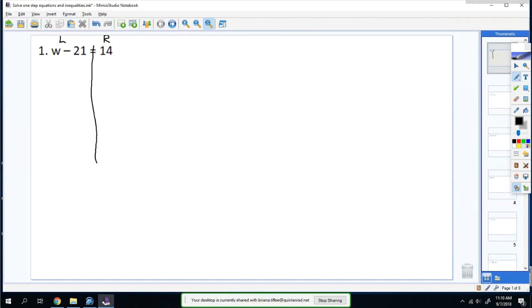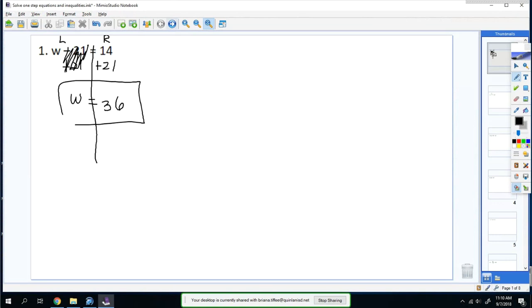So I'm going to look at the left side because it has a W in it, that letter, and try to get the letter alone, or what we call isolated. What's keeping it company is a 21. That 21 is being subtracted, so we're going to do the opposite operation and add 21 to both sides. The equal sign comes down on my line, and the W comes down because this cancels out. The reason why we do the opposite is so that it will cancel out. Well, 14 plus 21 is 35. And that's your answer.